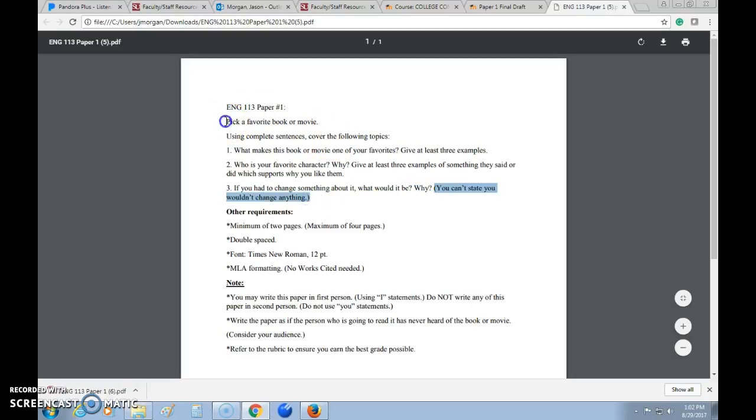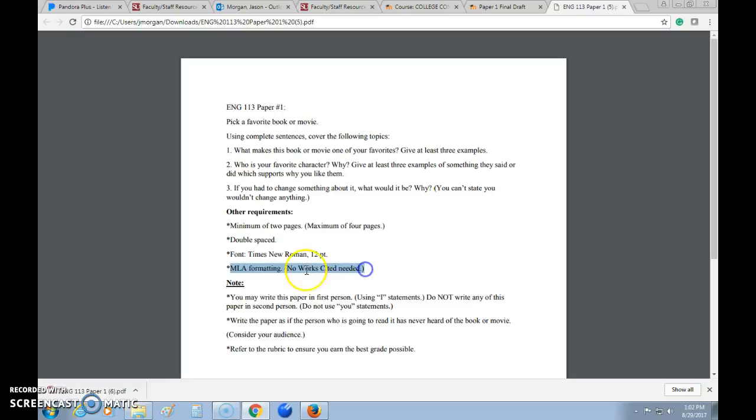Again, the topic is a book or movie which is your favorite. This is not Raisin in the Sun for paper 1 here. You get to choose the book or movie. Now, some other things. It needs to be a minimum of 2 pages, maximum of 4 pages. It's double-spaced. Font is this. It's MLA formatting. And you don't need to put works cited, so don't worry about that. So just use MLA formatting, 2 to 4 pages long.